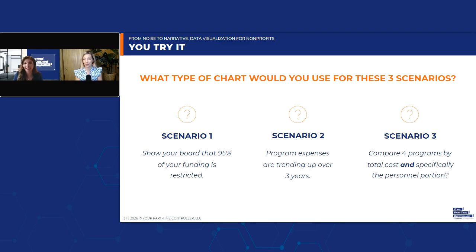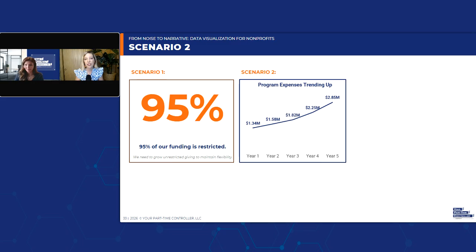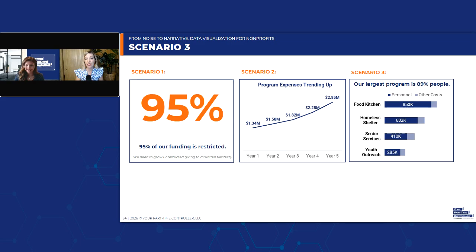Yeah. All right. Okay. First scenario. I landed on one number. You could also do something like the pie chart with the donut, like we had in the other example. That's an example of ways that you could show that. All right. Next is program expenses trending up. That word trend, we know it means a line. Stick to the lines for trends. And then this one, it's a component. So we did a stacked bar chart with 2 components to it.